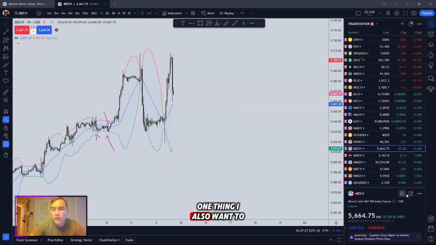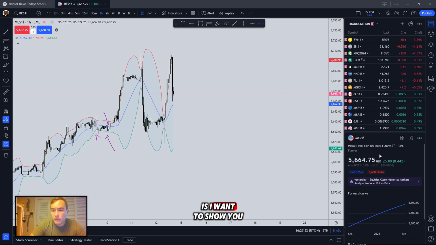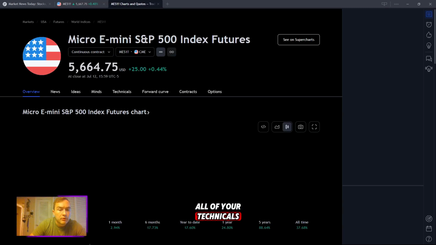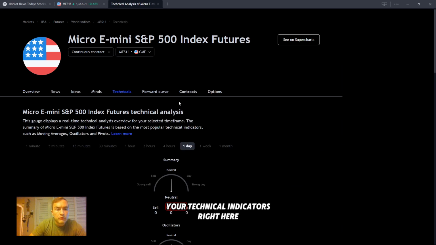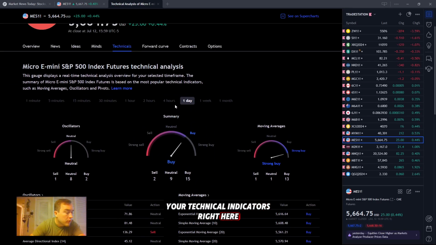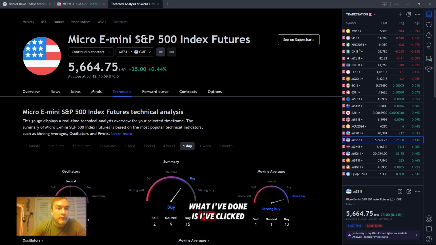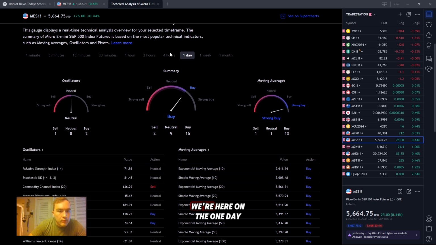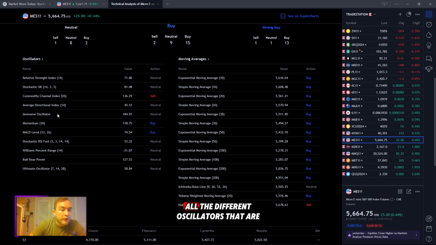Okay, guys, one thing I also want to show you here on TradingView is that you can actually look at all of your technical indicators right here. So here what I've done is I've clicked on the micro E-mini S&P 500 index futures. I've gone to the technicals tab, and we're here on the one day chart. Notice all the different oscillators that are providing a buy signal or neutral signal or a sell signal.